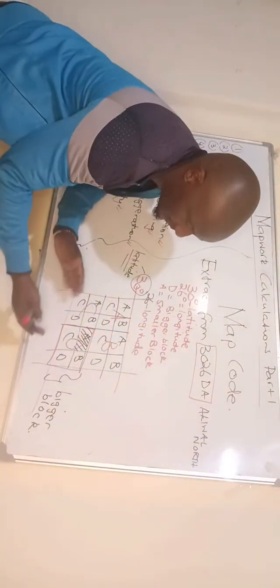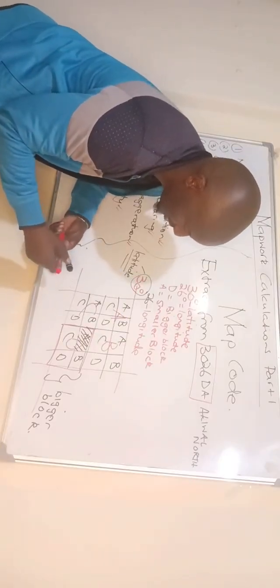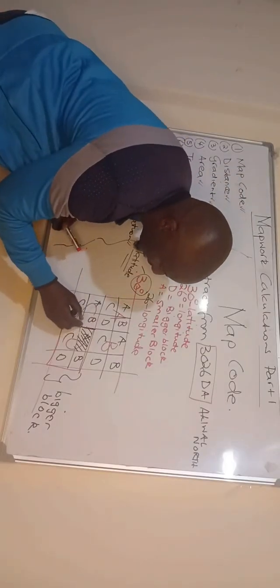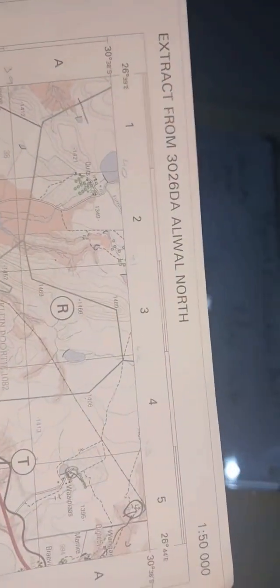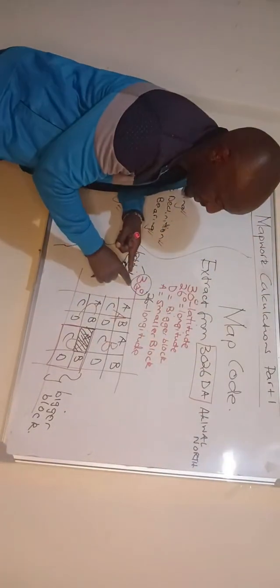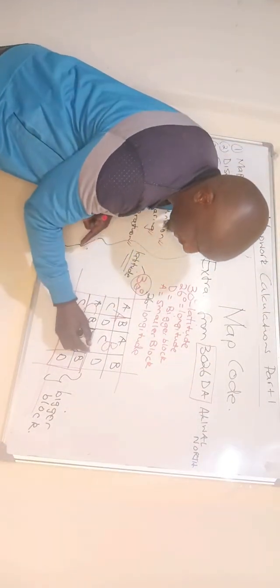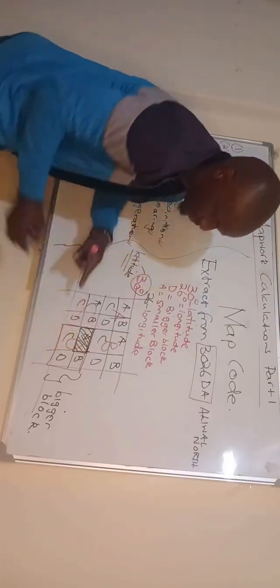So it means from this bigger map that we have, it is only this portion that is shown. That is your DA here. That is what is shown on the map. So when you look at the map of Alwal, the 3026 DA is an extract from, which means it was taken from, a bigger map. That's what it means. So we have our 3026 DA. It's here. This is the part that is shown on the map, the one that I've shaded.